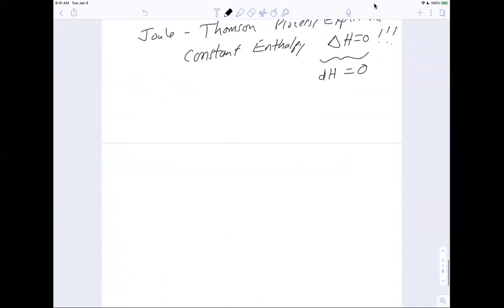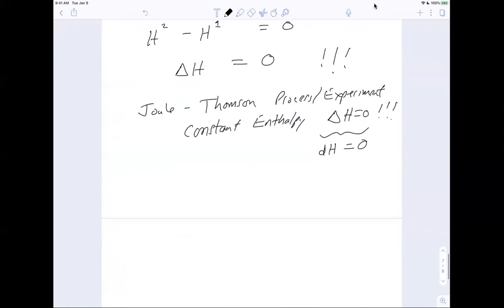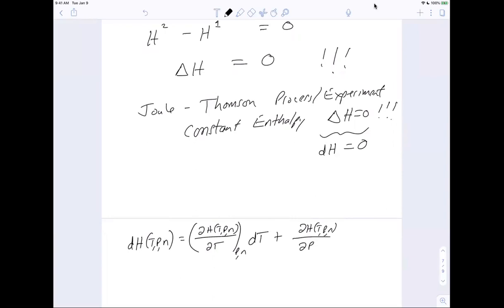Okay, so let's write that general expression down. So the total differential of H, which, remember from our last class, is a function of temperature, pressure, and N, is the partial of H with respect to T at constant pressure and N, dT, plus the partial of H with respect to pressure at constant T and N, dP. And remember, dN is 0 for the moment, so we won't worry about that term. There would be another term, which would be the partial of H with respect to N times dN, but we will not worry about that.